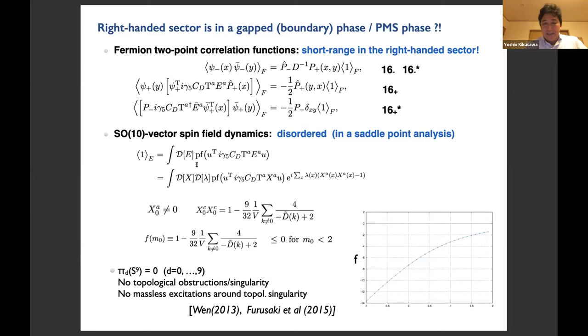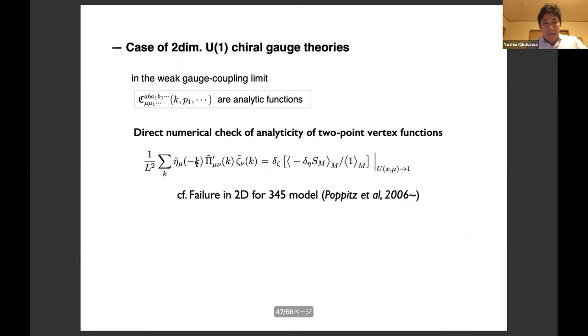But so far I do not have explicit results, okay? And as you know, I checked this locality in the two-dimensional case. If I have time, I can show you the result, but let me skip this part. So I do not have any result for the SO(10) case for the computation of the vertex function to check the analyticity.